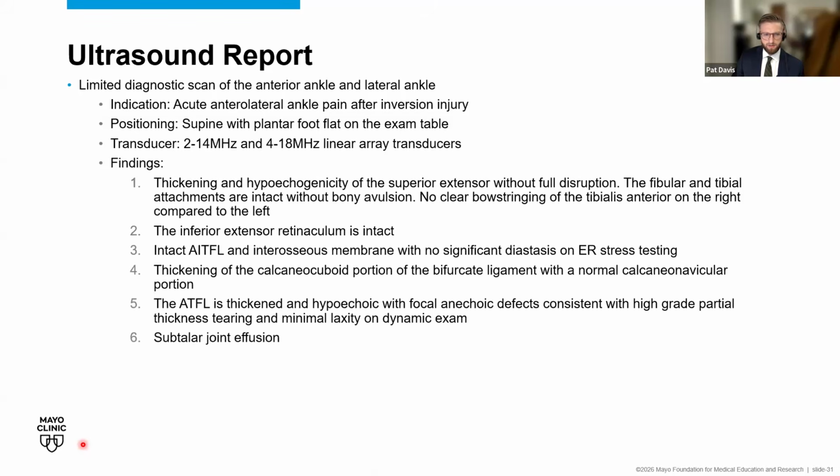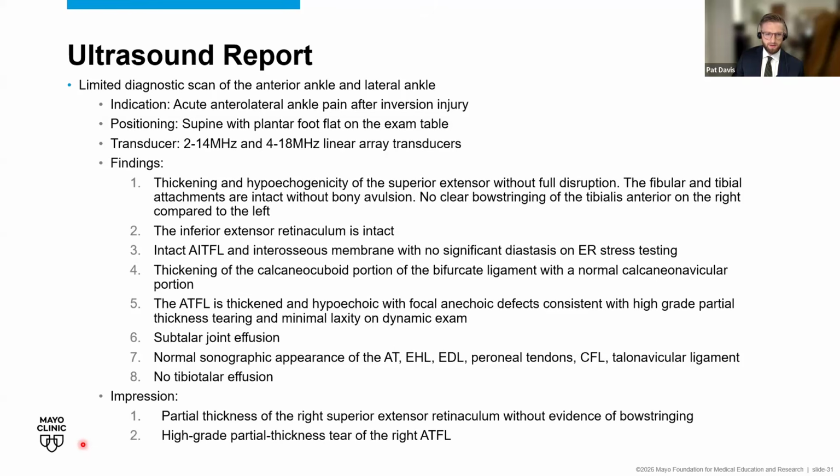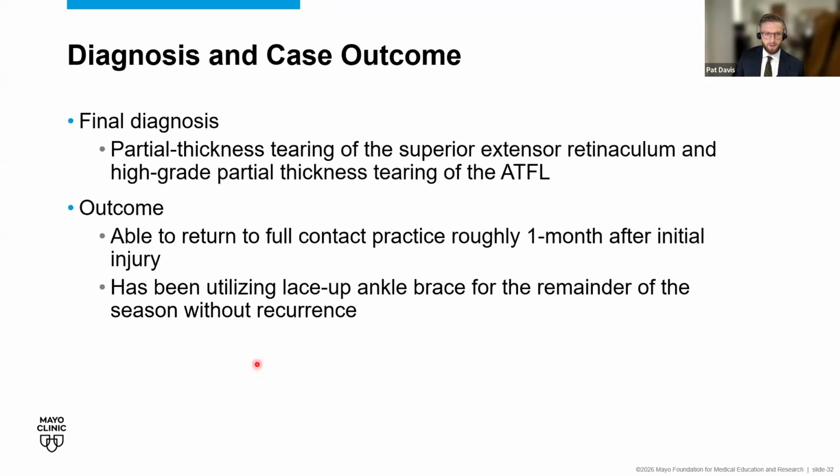There was a small subtalar joint effusion, normal sonographic appearance of the anterior tibialis, extensor hallucis longus, extensor digitorum longus, peroneal tendons, calcaneofibular ligament, and talonavicular ligament, and no tibiotalar effusion. So ultimately, our diagnosis, a partial thickness tear of the right superior extensor retinaculum without evidence of bowstringing, with high-grade partial thickness tears of the ATFL as well. So our final diagnosis is just as I had mentioned, partial thickness tearing of the superior extensor retinaculum with high-grade partial thickness tearing of the ATFL.